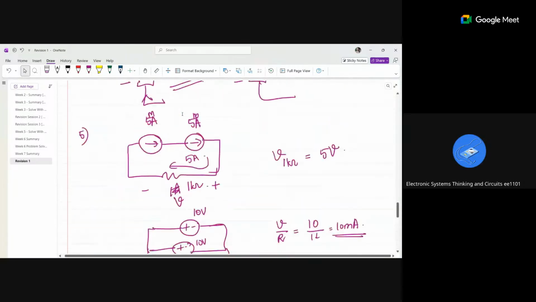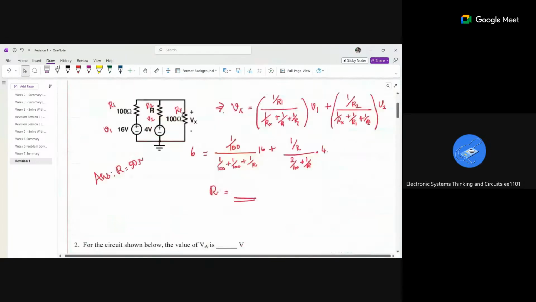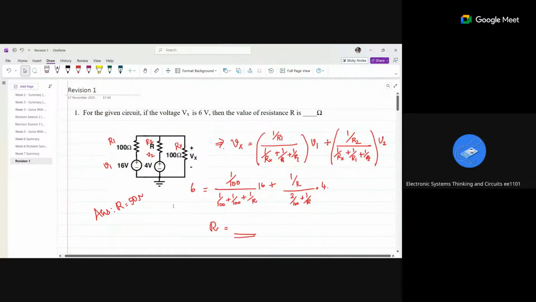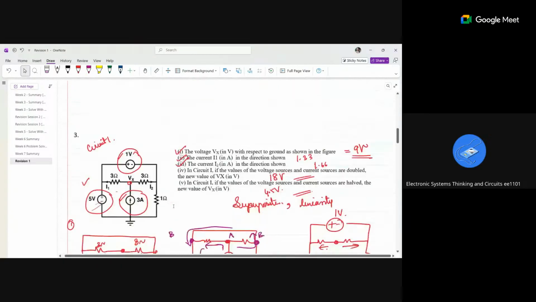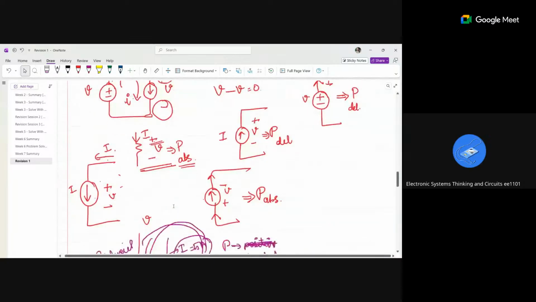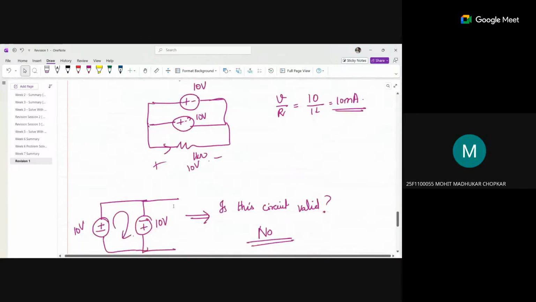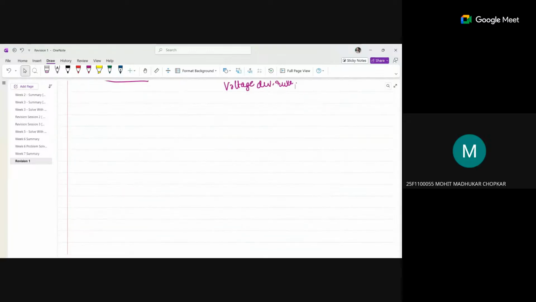That's all. So today we have seen the superposition principle, the voltage division rule, the current division rule, and basic simple circuits. We also saw the power convention, right? So we'll see the remaining topics in the next revision session.